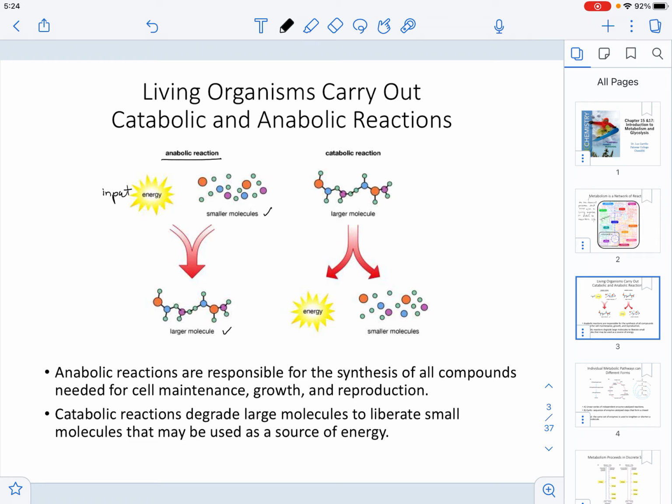We can also have catabolic reactions. In catabolic reactions, we are converting larger molecules into smaller molecules. Energy is going to be released from these processes. So many of the pathways that we are going to be learning throughout this course are going to be from catabolic reactions. We may have a few examples of anabolic reactions also.